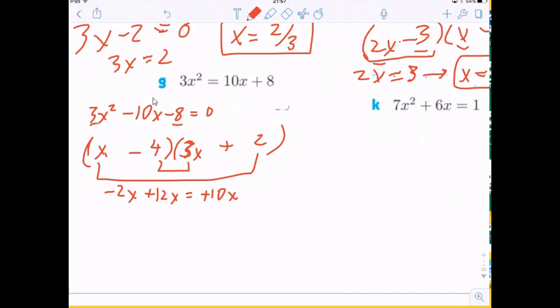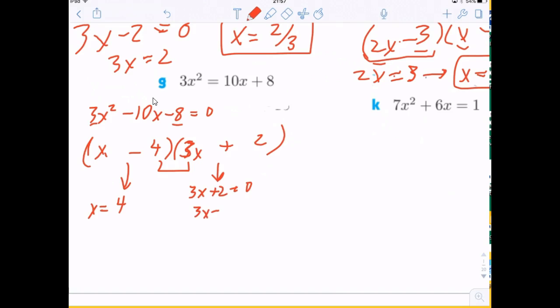Okay, and then we're going to have negative 12x, and we're going to have positive 2x, and that's going to give us negative 10x, which is what we wanted. Okay? Alright, and now we can figure out that this, x minus 4 equals 0, yields x equals 4. And 3x plus 2 is going to yield 3x equals -2, x equals -2/3. So x equals -2/3 or x equals 4. Okay? Alright.